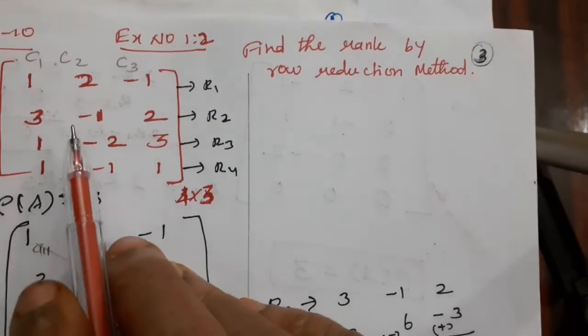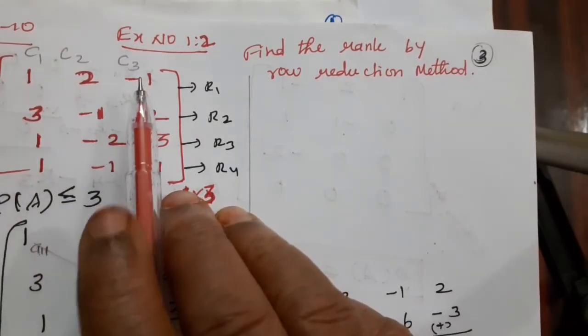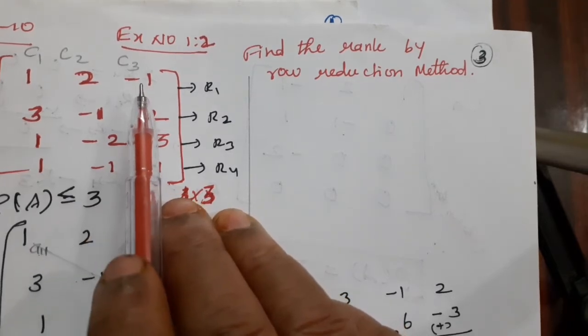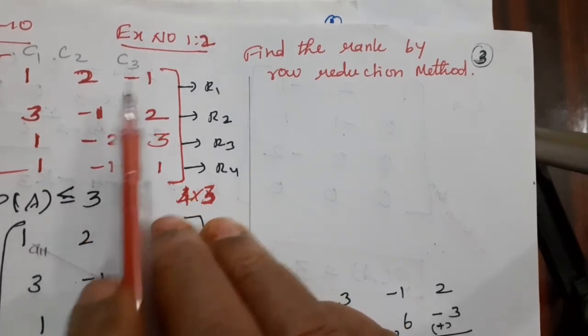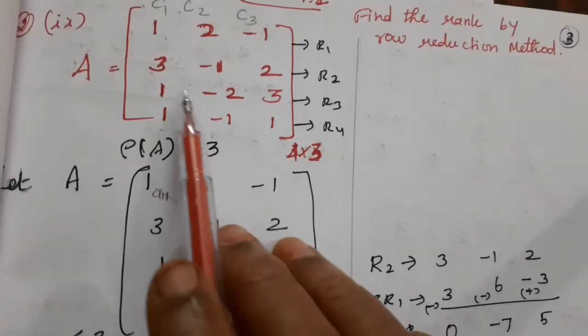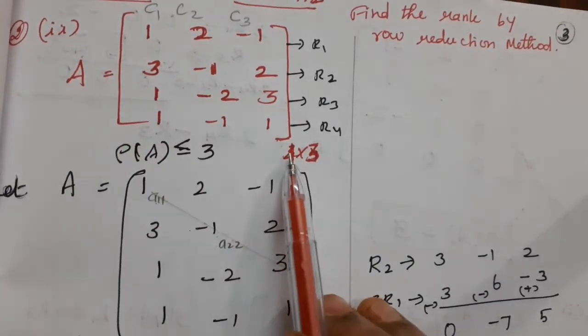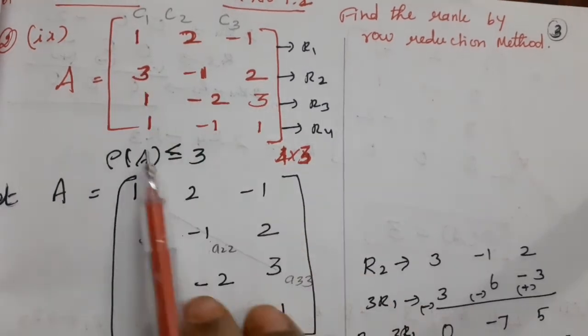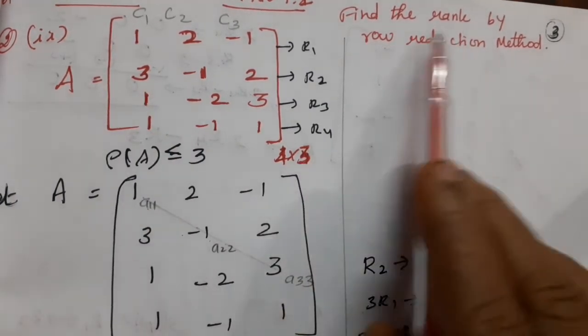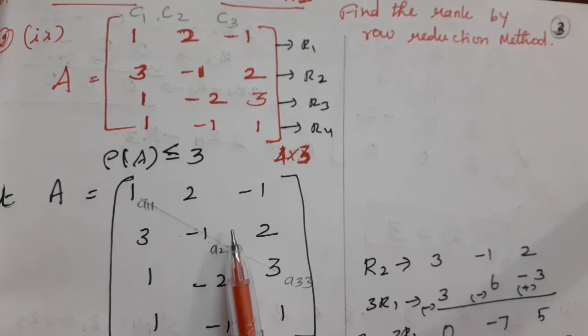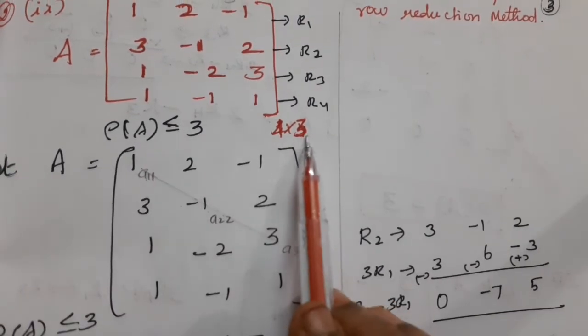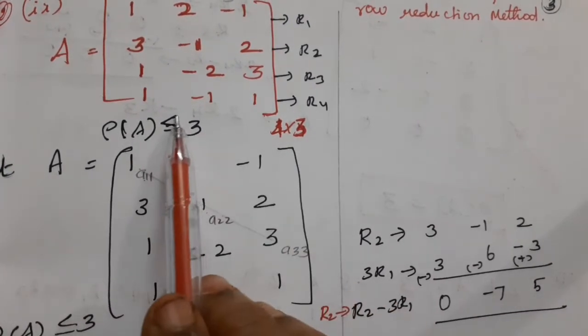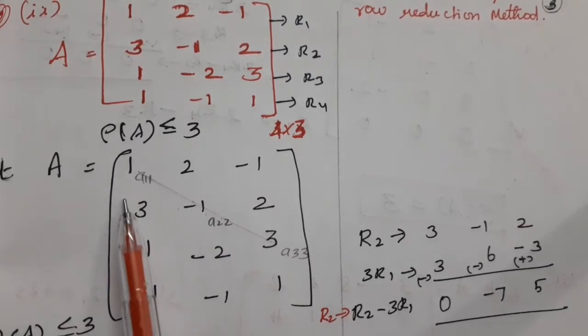Here we already found the rank in exercise number 5.2, the first part, using the minor method. Next one is the row reduction method. Here, what is the question? Let A equal to... How many rows? 4 rows. How many columns? 3 columns. So 4 rows and 3 columns. Using the row reduction method we are going to find the rank. The rank must be, which is the minimum value? The minimum value is 3. Therefore the rank must be less than or equal to 3.